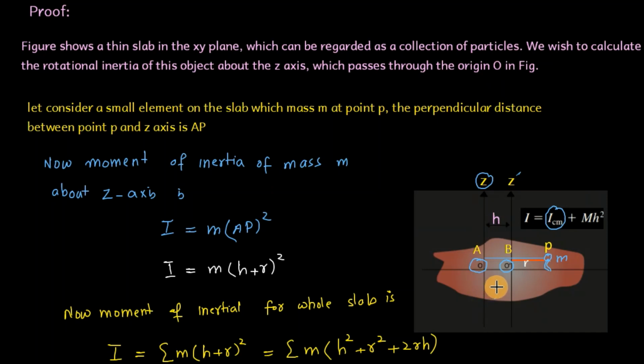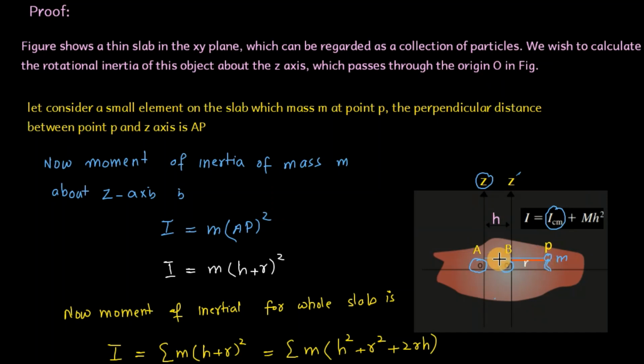Now, according to the definition of rotational inertia about this z-axis, I equal to mr square. So here r square means this whole distance, the distance between this arbitrary axis and this point P.